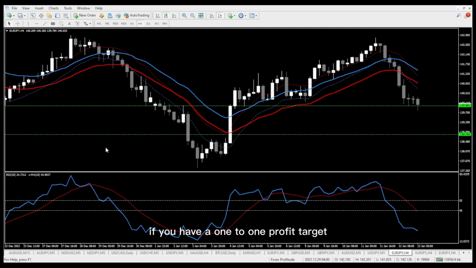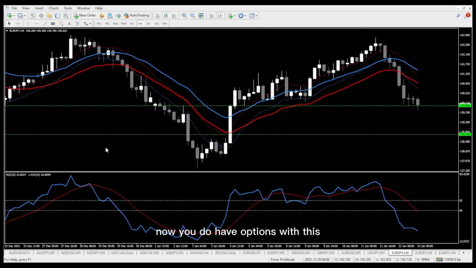If you have a 1-to-1 profit target, there's a way that we're going to implement our trade management to make that 1-to-1 profitable. So even if you are only winning half of your trades, you're still going to make money with this. So the 1-to-1 is the easiest for the market to hit. And if you have the market hitting your 1-to-1, then you're on to the next trade that much sooner.